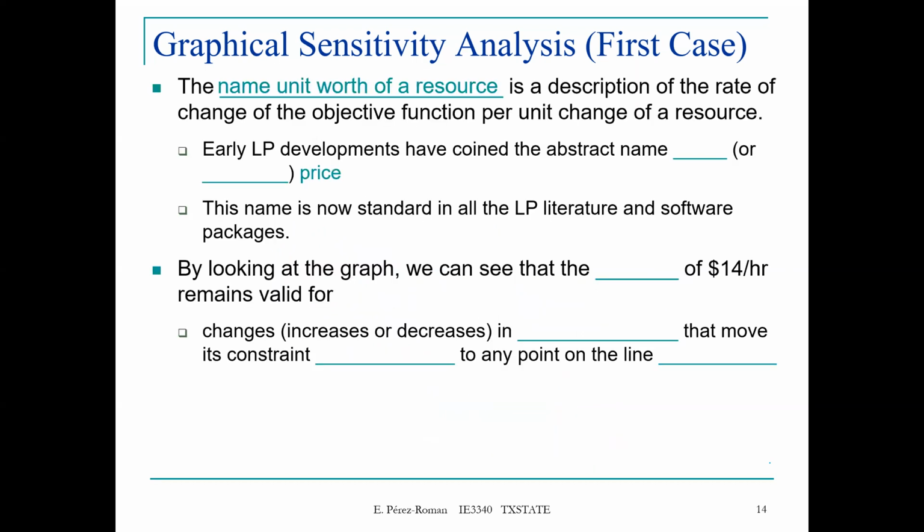The name unit worth of a resource is a description of the rate of change of the objective function per unit change of resource. This is the same slide, so I'm just repeating the same information. That's what we call the dual or the shadow price. This has been coined in the LP literature and also in software packages like AMPL and Excel. And as we mentioned already, for this machine 1 capacity, the dual price is $14.